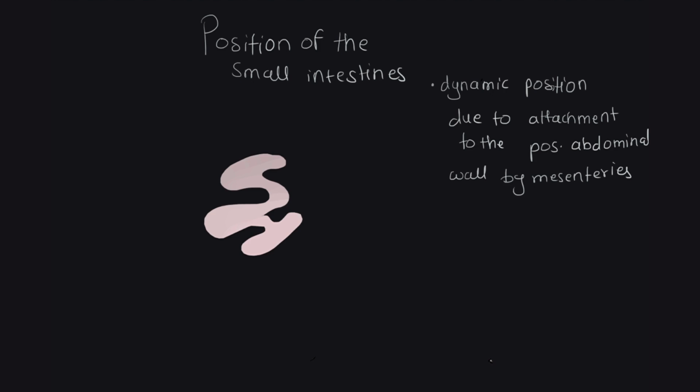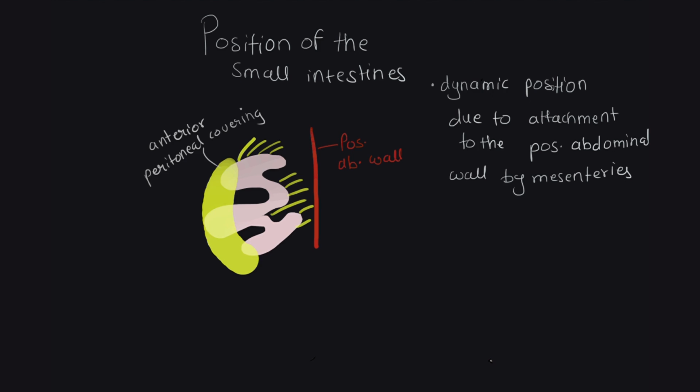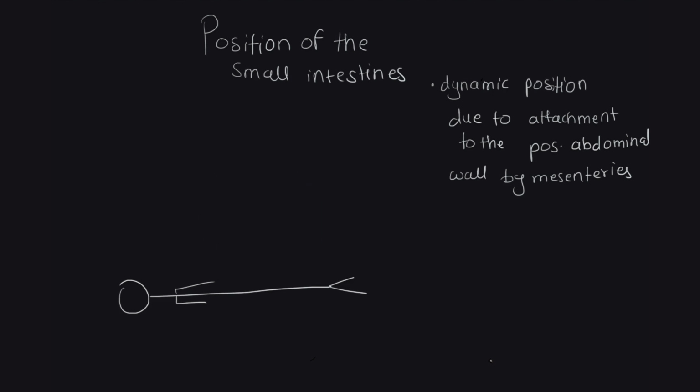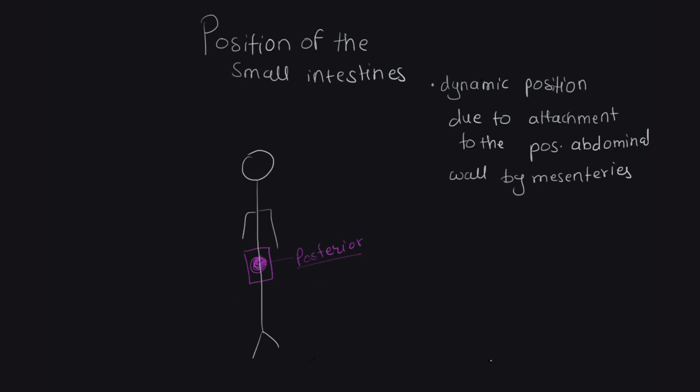In the case of the small intestinal tract, it's quite difficult because posteriorly it is attached to the posterior abdominal wall with the help of certain structures known as the mesenteries, and anteriorly it is covered by peritoneum. In the supine position, when the person is lying down, you can see that the entire thing projects outwards. However, when a person is standing up, the entire structure is back in place and it becomes posterior to the organs that are in association with it.